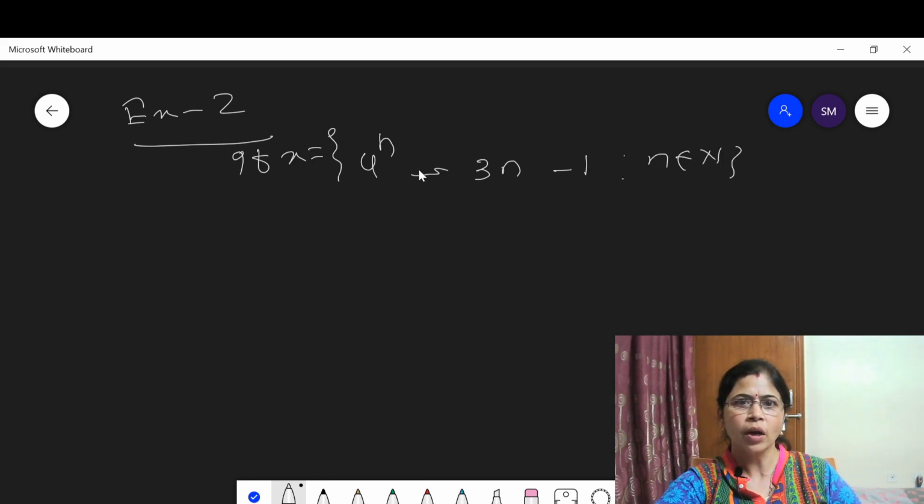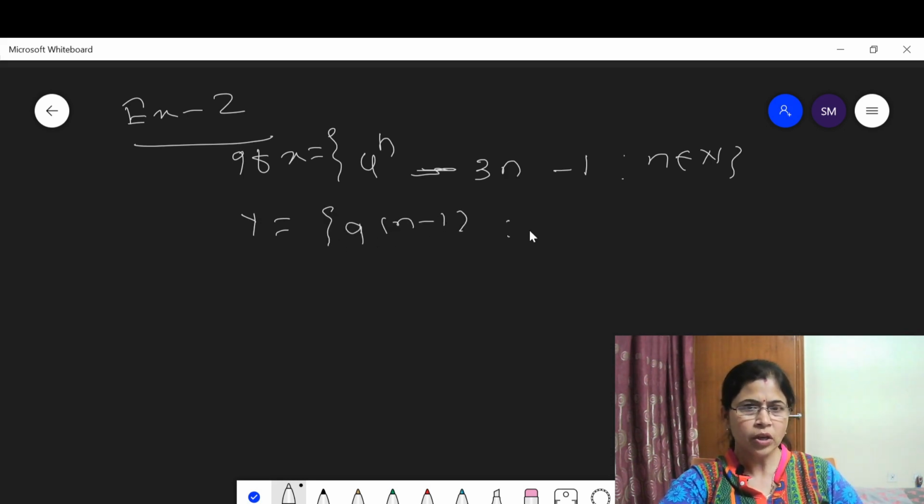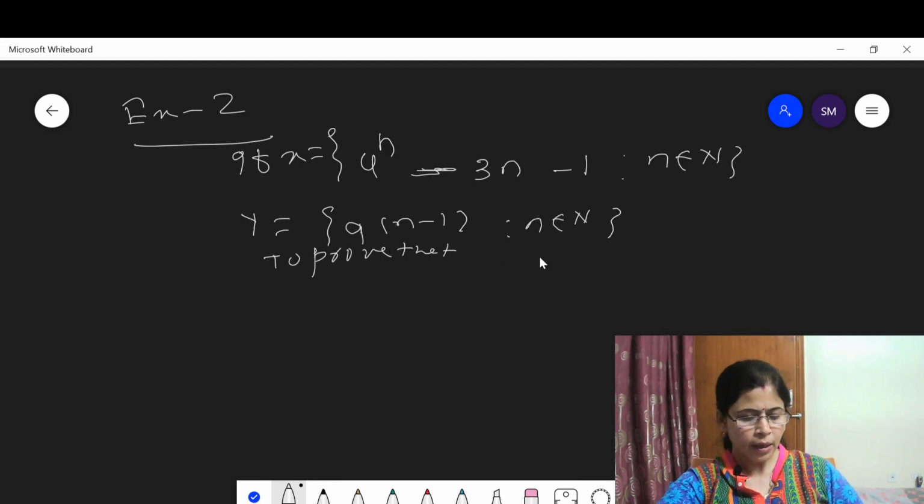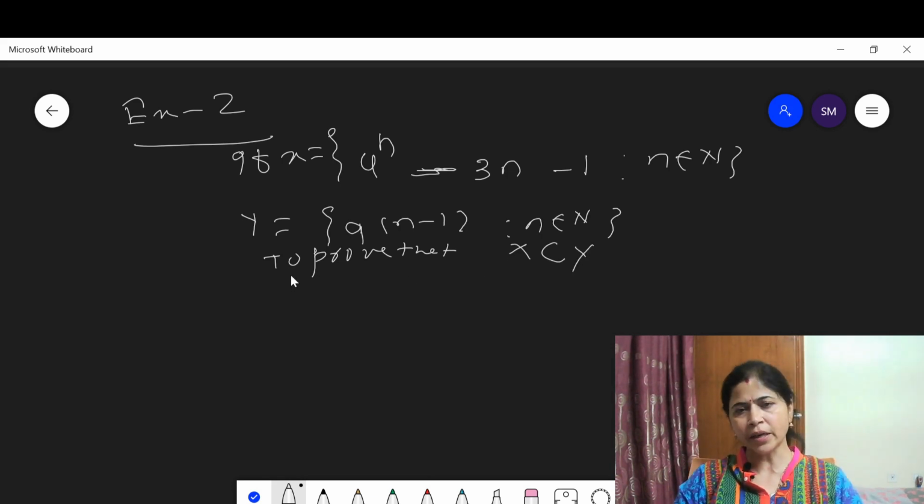N is a natural number. Let X be the set of 4 to the power n minus 3n minus 1, and Y be the set of 9 into n minus 1, such that n is a natural number. Then here we have to prove that X is a subset of Y. X is a subset of Y means every element of X must be an element of Y.